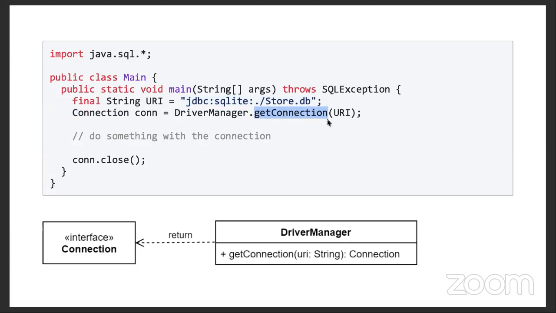So then the diagram for it would look like this. You have this interface Connection, and then you have the DriverManager class with a method called getConnection that basically creates this connection for you. So the DriverManager is a factory. The getConnection method is a factory method. So why would we want this? Why not use a constructor to make a connection object?